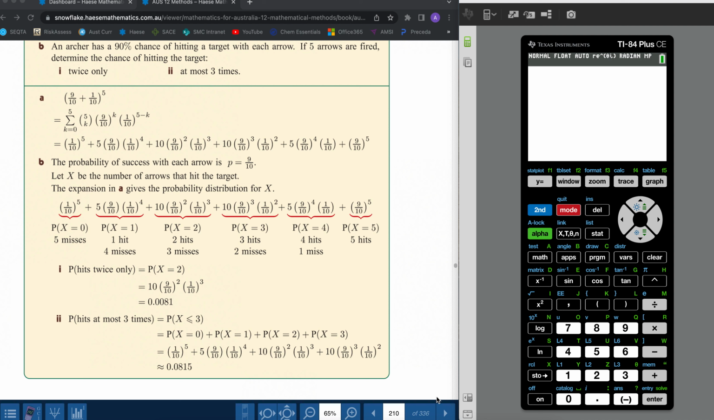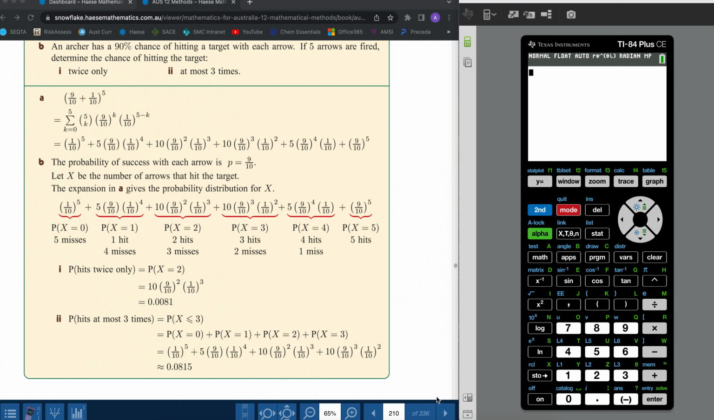...is using the calculator to do some stuff, and we certainly use it a fair bit in this topic. If it's something that the calculator can do for you to give the answer, then you're certainly encouraged and you should use the calculator to do it.